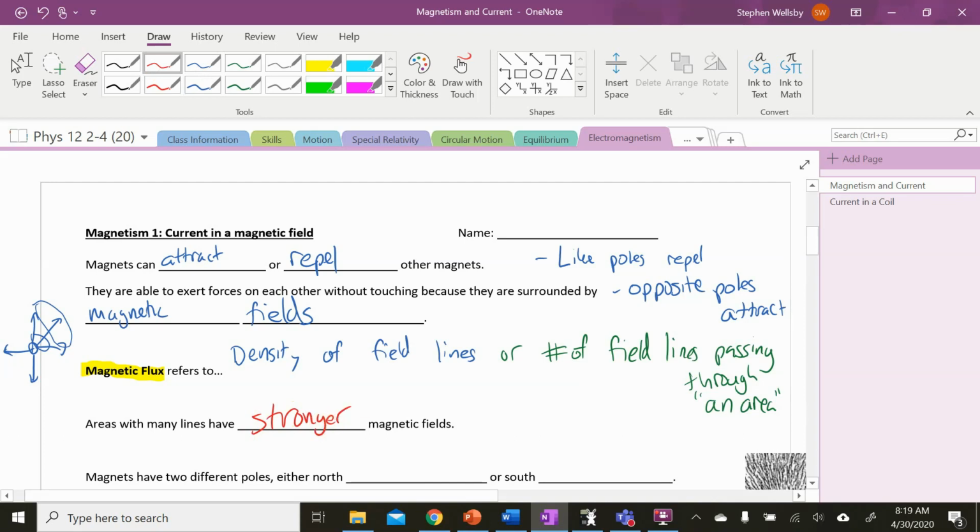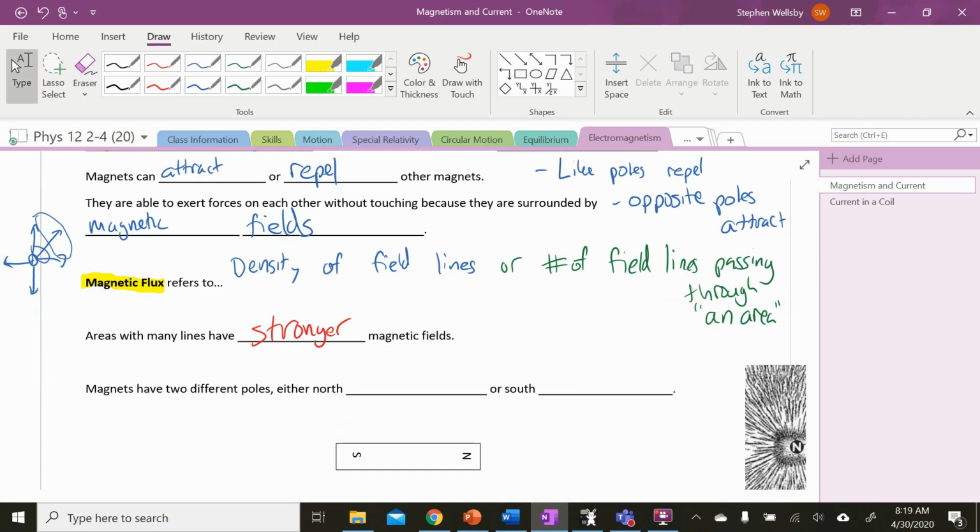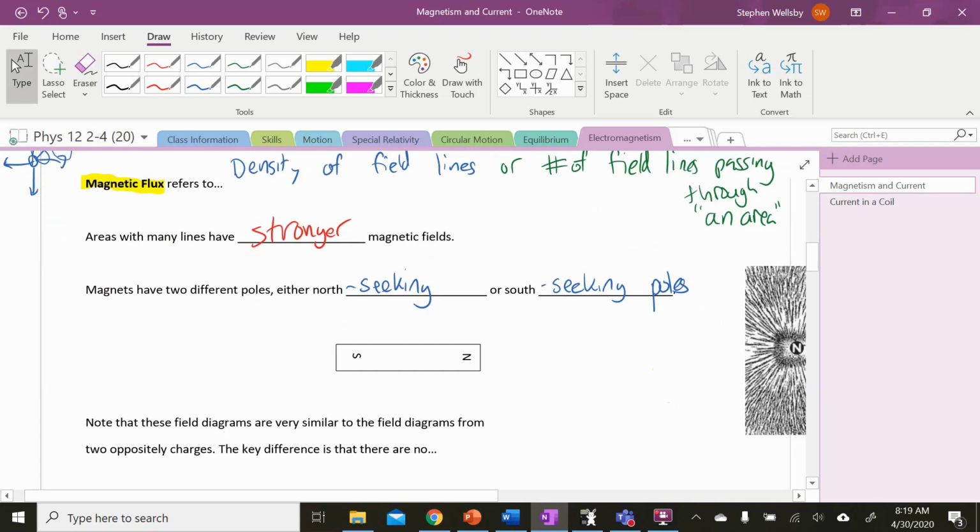Okay, magnets have two poles. Now, we usually refer to them in short as the North Pole or South Pole, but if we want to be a bit more specific, we should refer to these as the North Seeking Pole or the South Seeking Pole. And we'll see what that means when we talk about the Earth in just a moment.